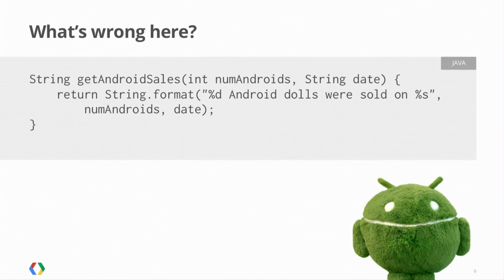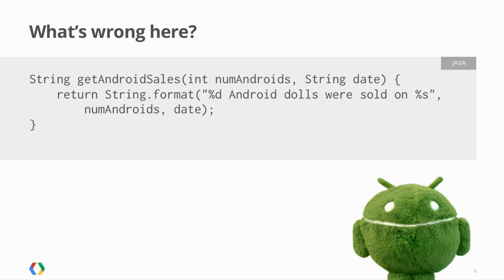Now, the next few tips are a bit more technical. So let's start with a snippet of code. Say I'm building an Android app that's just a virtual Android store that sells Android dolls. And here is a method in my code that displays the number of Android dolls sold on a given date. While this method works really well in English, it might not work well when you try to internationalize your app. Let's take a look at each of the problems and how we could fix them.